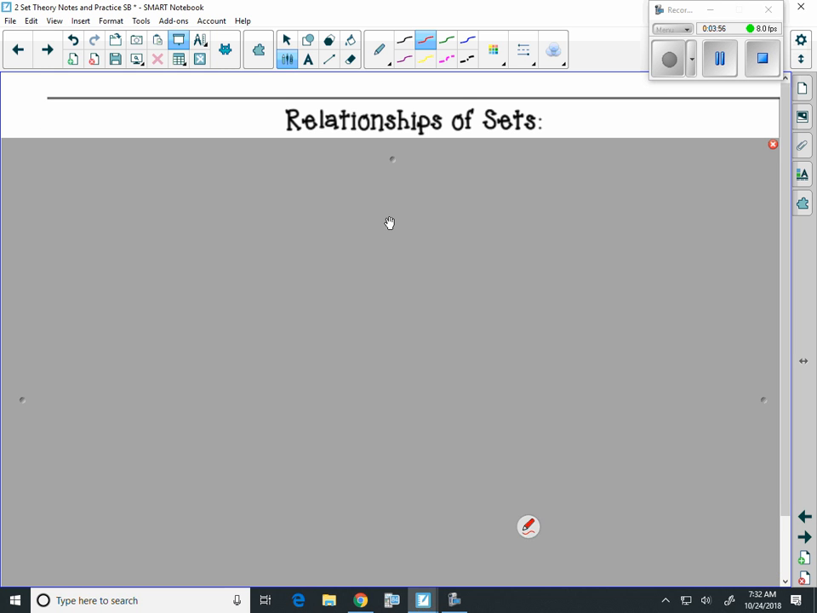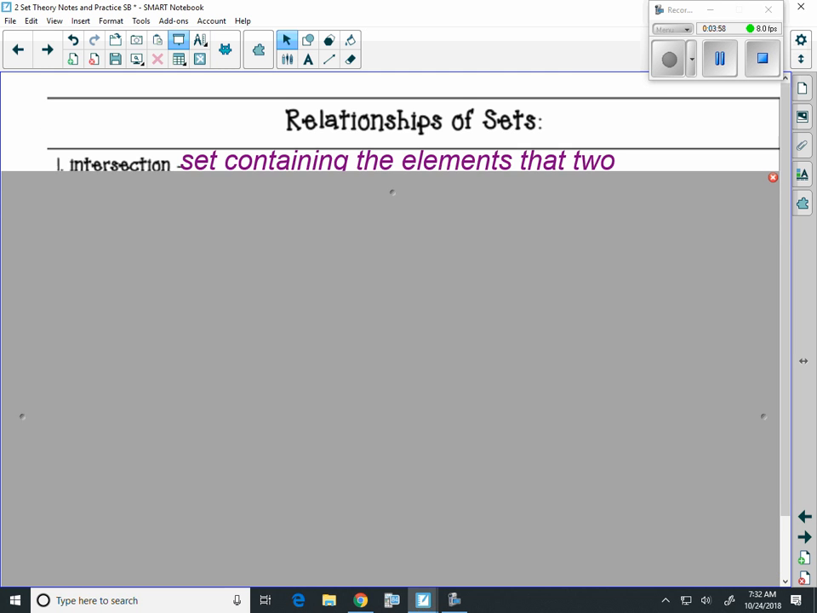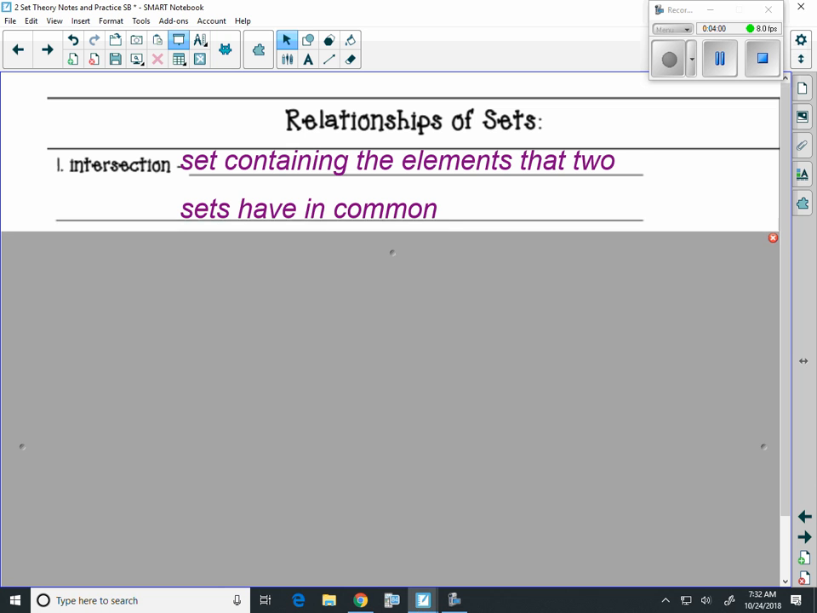So let's talk about relationship of sets. Okay, we have something called an intersection. Okay, an intersection is where we take two sets, okay, and we talk about what they have in common. Okay, take two sets and we write down what they have in common. That will be an intersection. And there's two types of intersections.